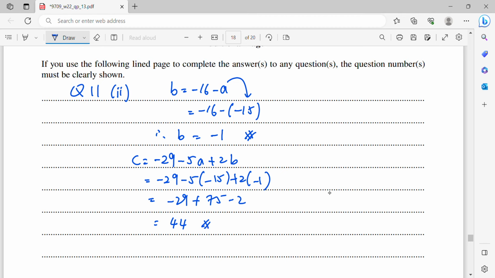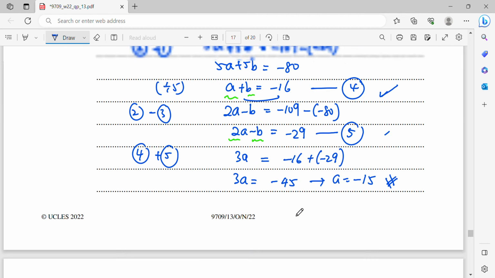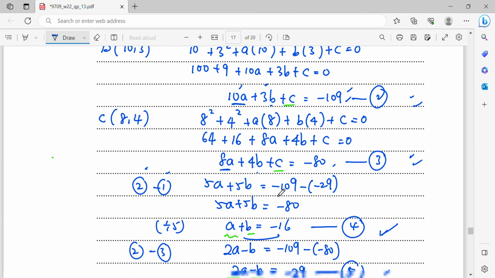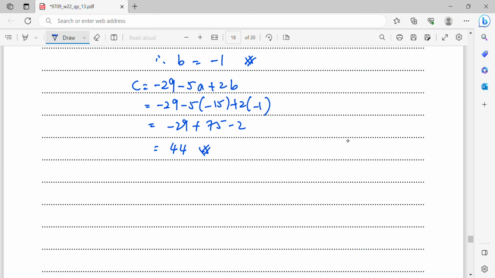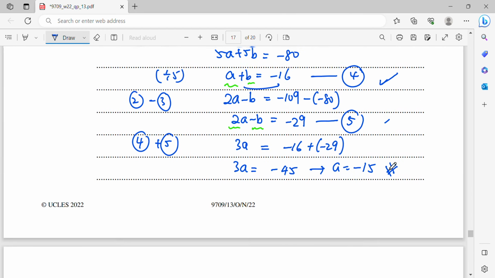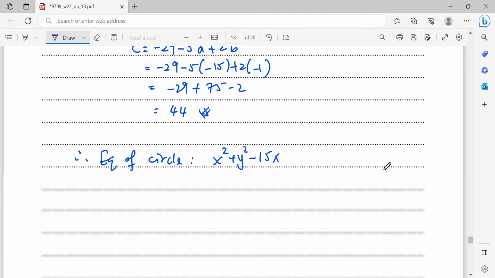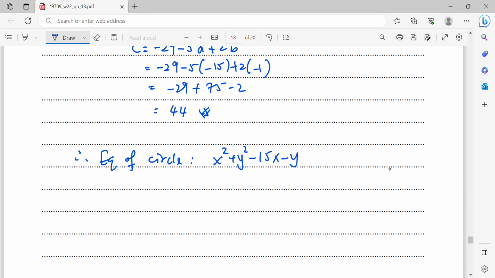Okay, once you have found all the a, b, c, just rewrite your equation of the circle. This is the equation of circle: x squared plus y squared plus ax plus by plus c. So now your a is minus 15. So I will write minus 15x, then plus by. Your b is minus 1. So it means minus 1y, then plus c, plus 44, that equals to 0.